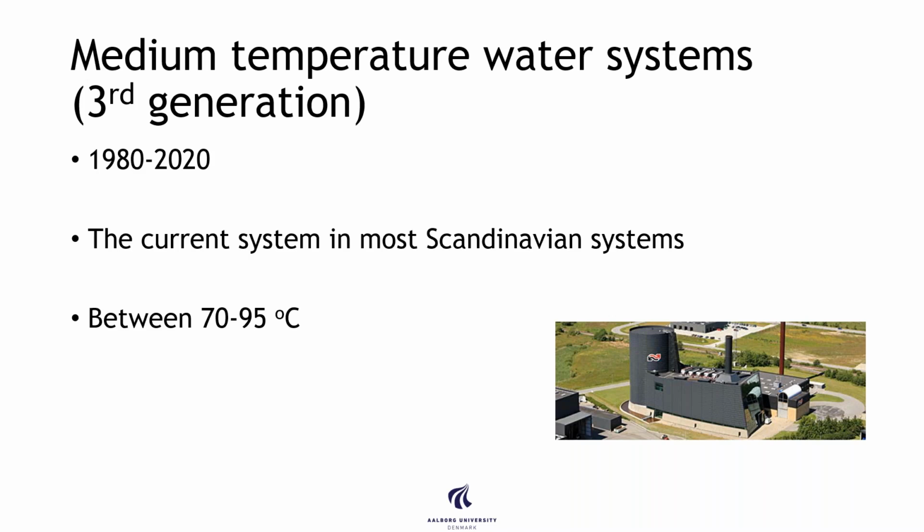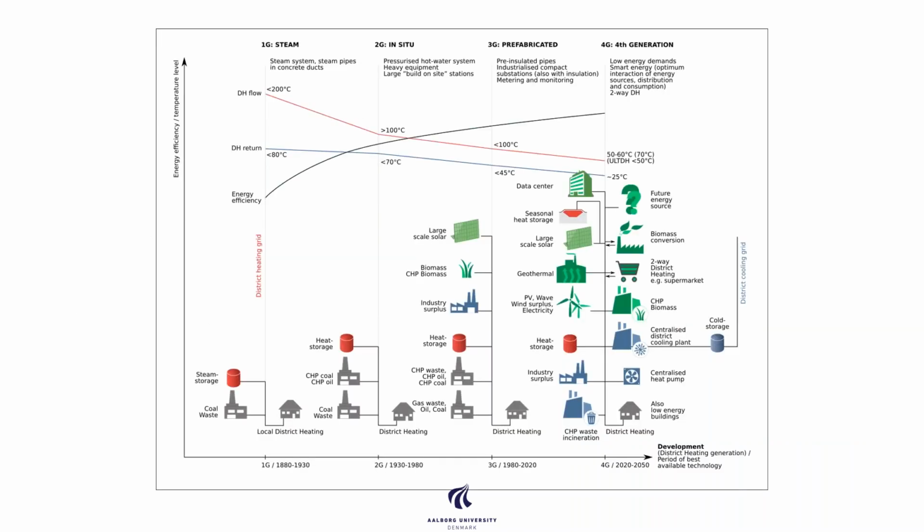Again, we try to minimize losses by doing this, but also to supply a high enough temperature that it's useful at the user, both for heating the room and for supplying hot water consumption, at a level that's high enough to avoid any bacteria issues. And with 70 to 95 degrees, we can supply a high enough temperature at the end of the grid to the consumer.